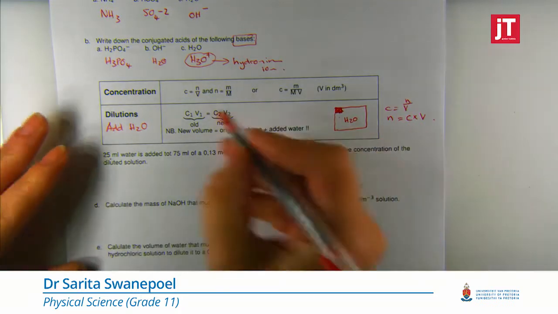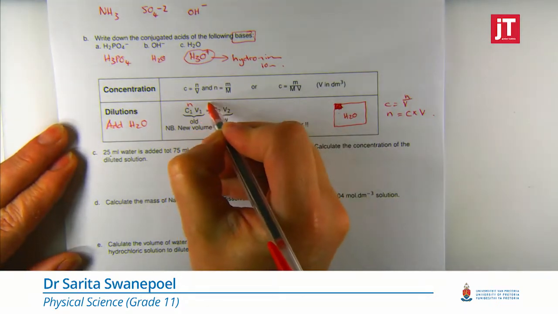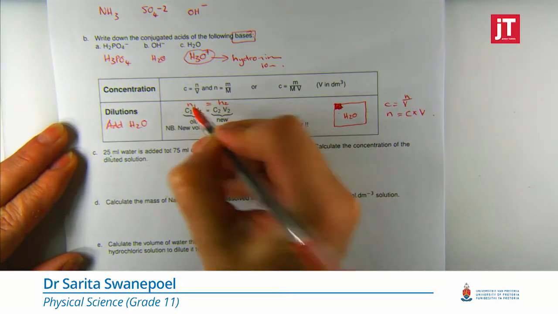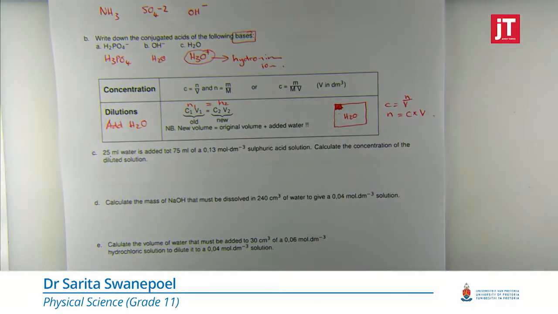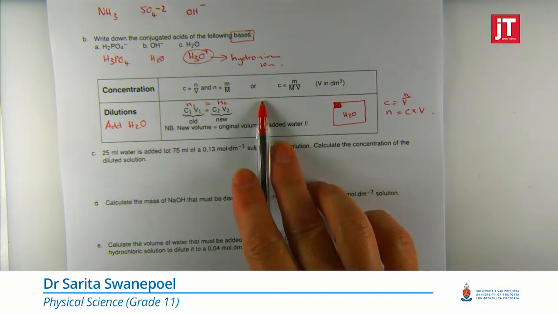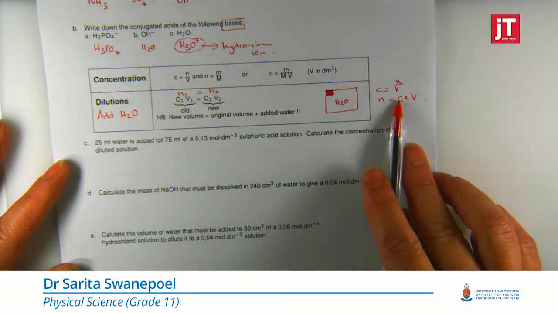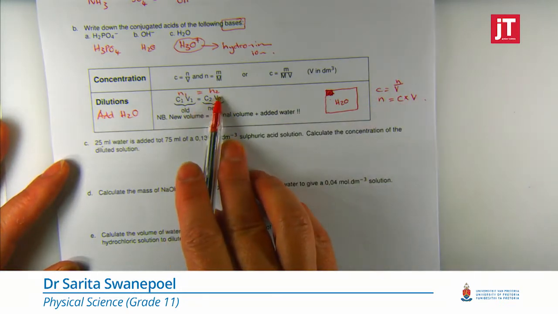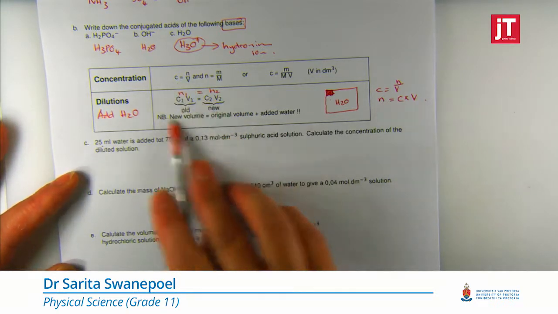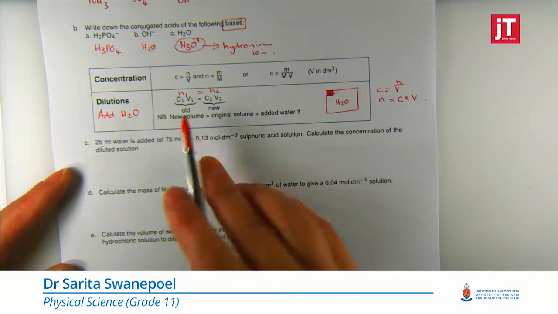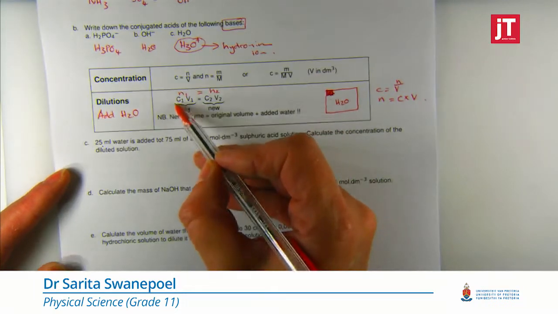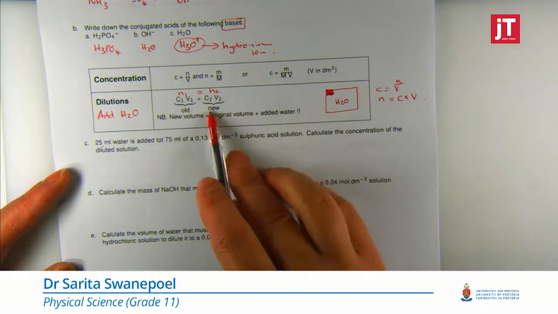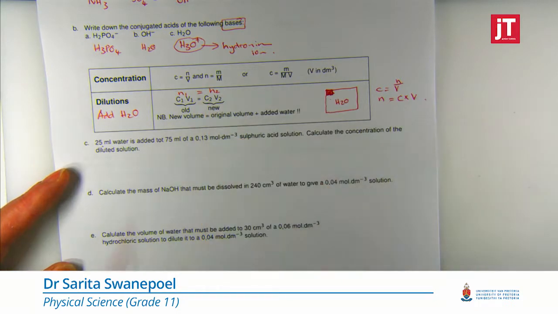They should be the same. The moles before should be equal to the moles afterwards, because what do I add? I only add water, so I'm not adding moles of acid. The moles of acid should be the same. But then for moles, we had concentration times volume. So on this side, it is my old solution, so you take the old volume and the old concentration. On this side, it is the new concentration and the new volume.